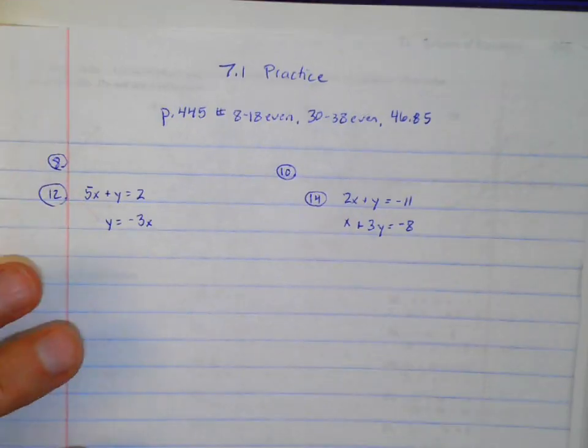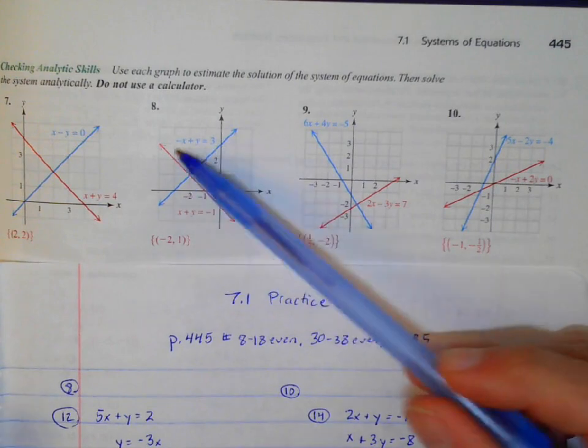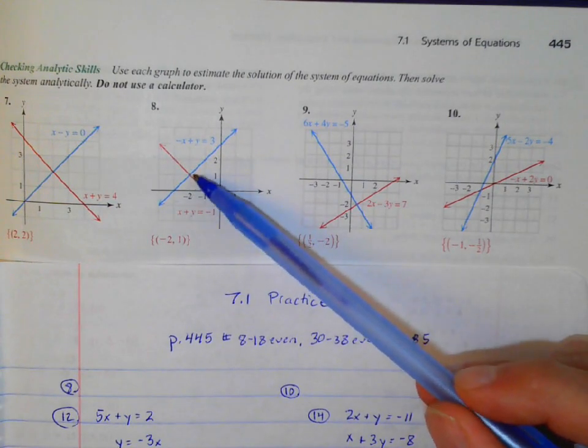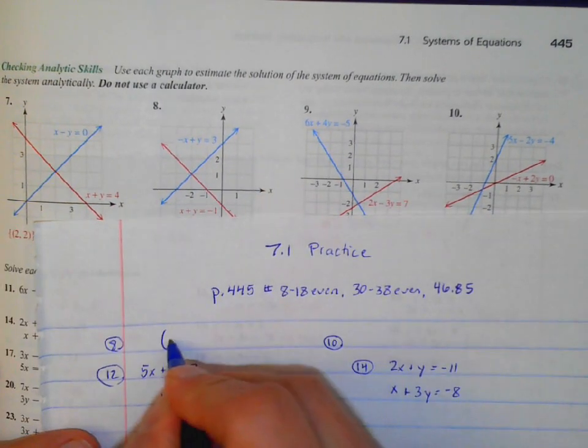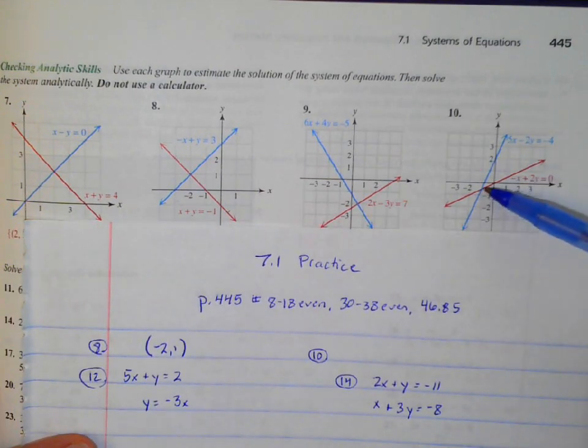7.1 practice answers, number 8 and number 10. By graphing, you just look at where they cross. So the point -2, 1 would be the solution. For number 10, where they cross, this point right here would be -1 and -1/2.